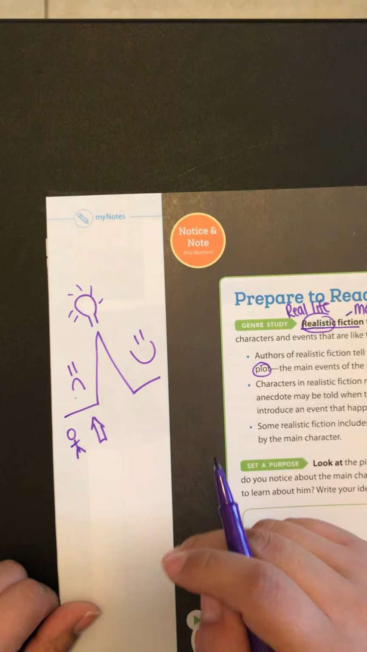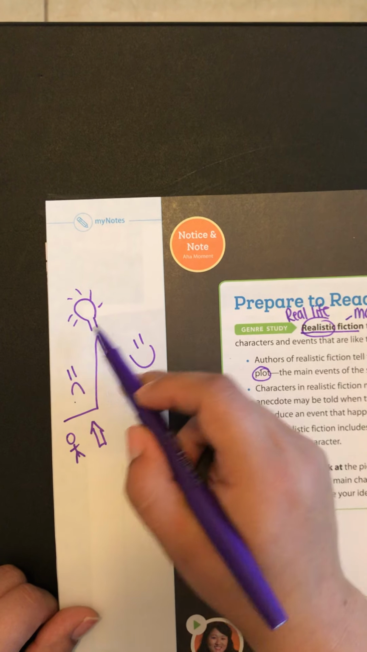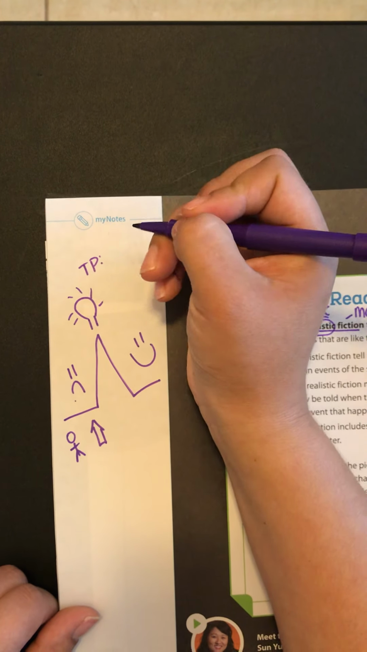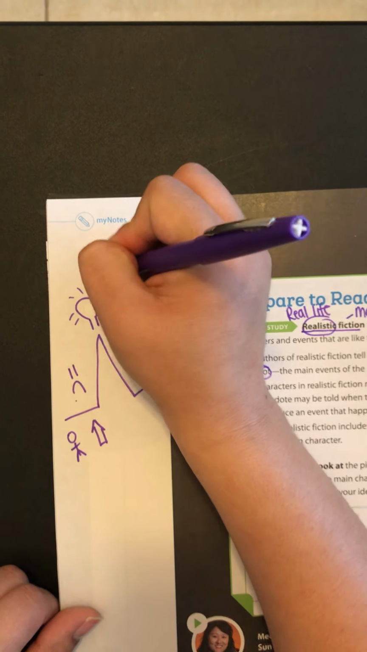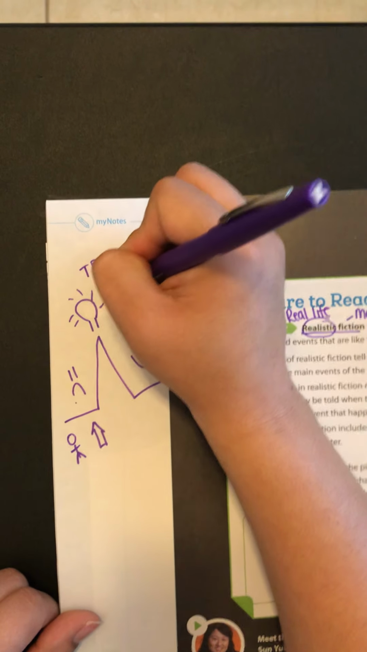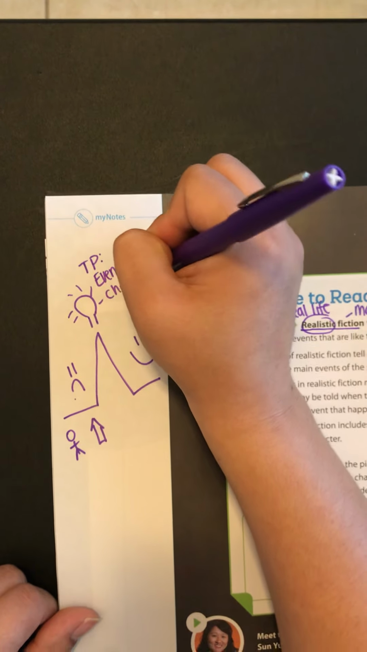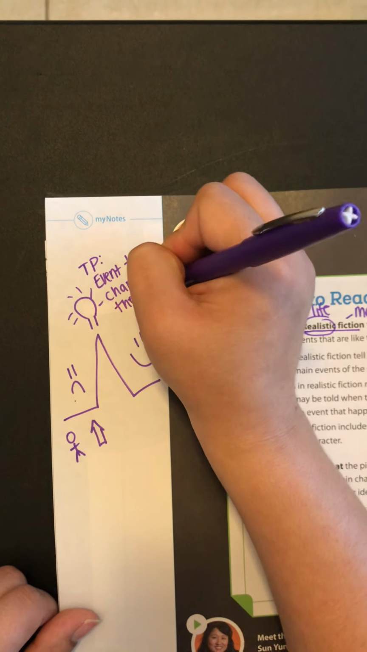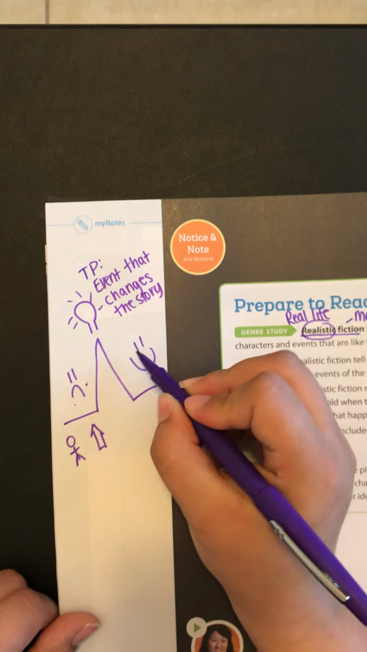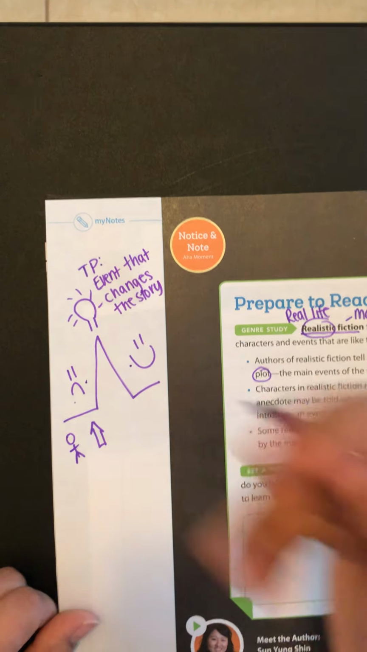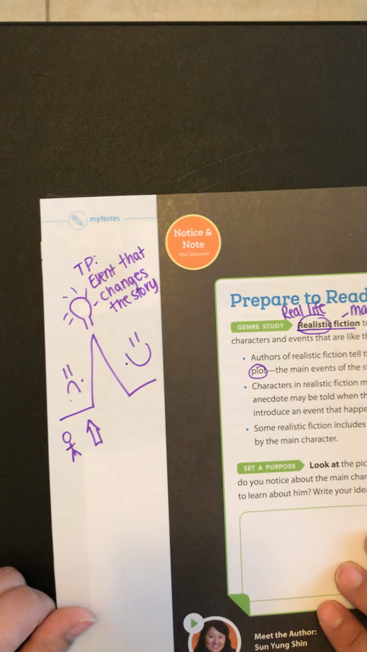So when you find your problem, label it the turning point. Remember, turning point is the event that happens, the event that changes the story from sad to happy. Okay? And our solution, make sure you label your solution whenever you bump into that.